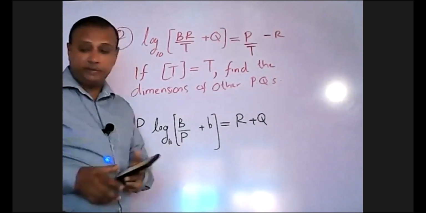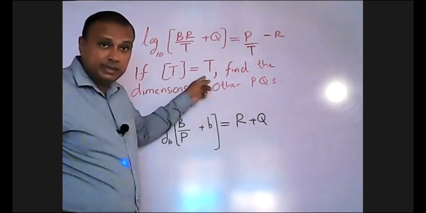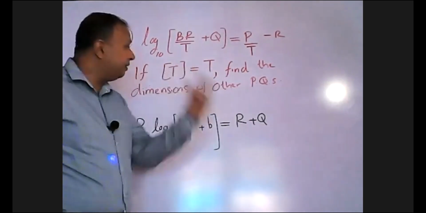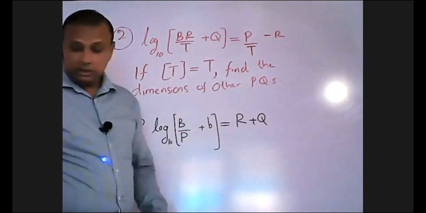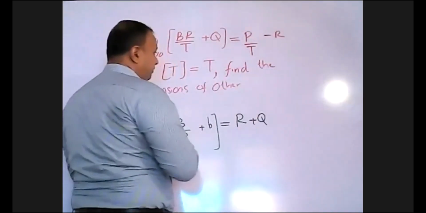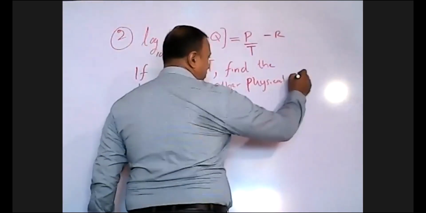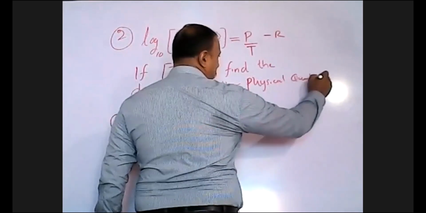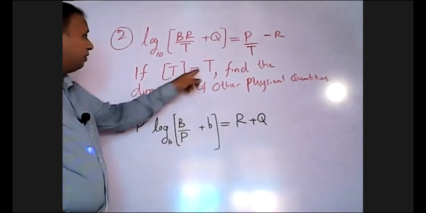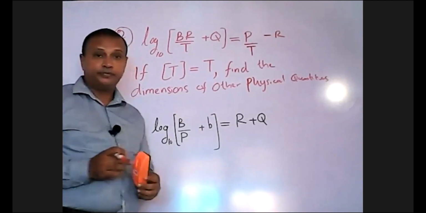Your argument is correct, but what my question was: if the dimension of capital T is equal to T, then find the other dimensions using the other physical quantities. You have to find the dimensions of the other physical quantities using capital T.